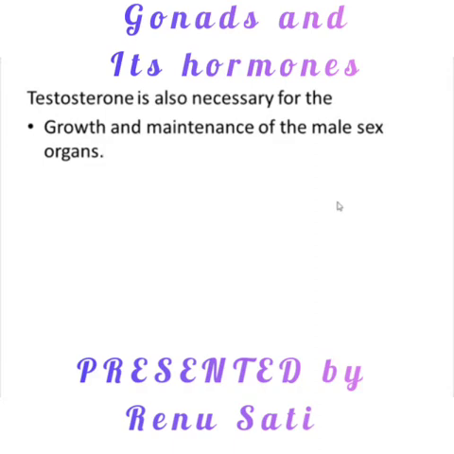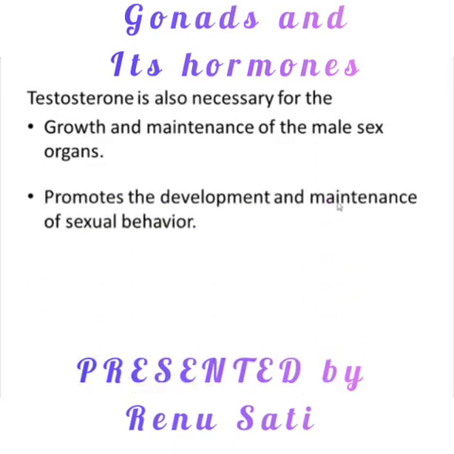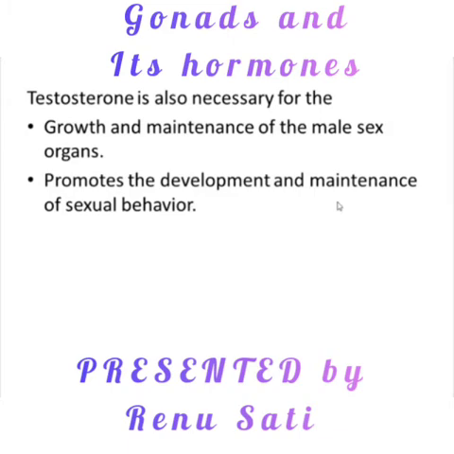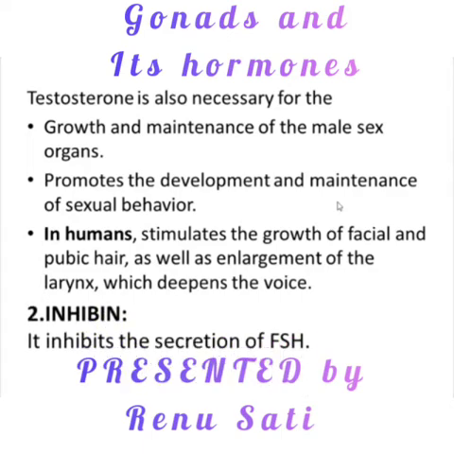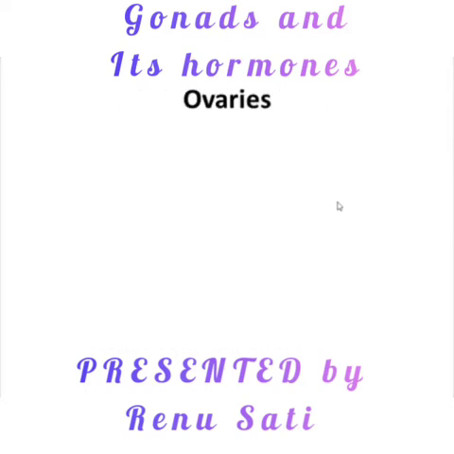Testosterone is also necessary for the growth and maintenance of the male sex organs. It promotes the development and maintenance of sexual behavior. In humans, it stimulates the growth of facial and pubic hair as well as enlargement of the larynx, which deepens the voice. All these three characters are the secondary sexual characters. Another hormone, inhibin, inhibits the secretion of FSH. Inhibit means to stop.